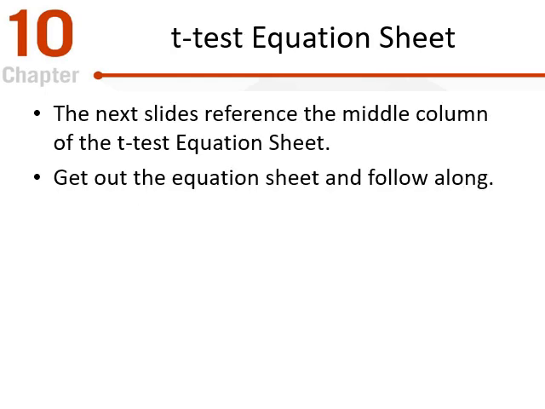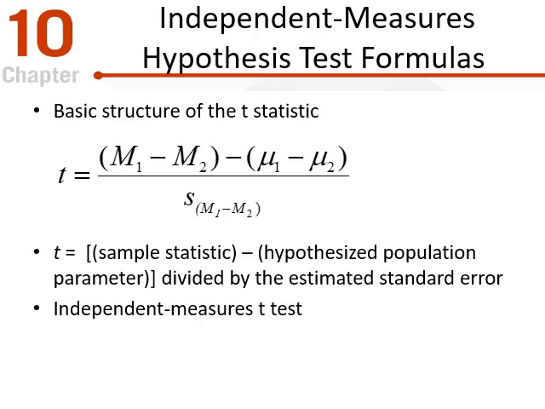The next slides reference the middle column of the t-test equation sheet. Get the equation sheet out now and follow along. The basic structure of the t-statistic for an independent measures t-test looks like this. T is equal to the difference of means of the samples minus the difference of means from the population, over the estimated standard error.